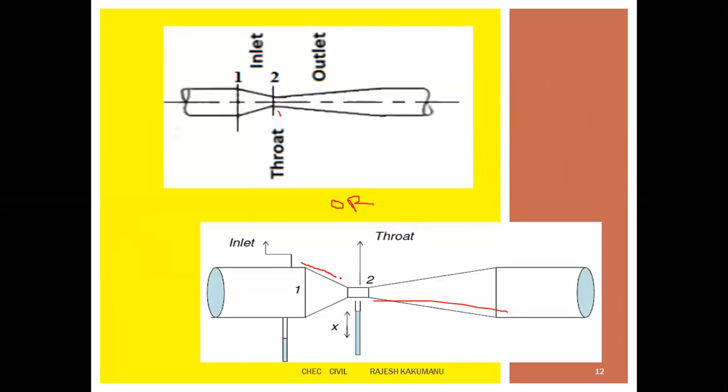So see the figure. This is d1, this is d2, where you have the diameter of the first one and the diameter of the throat. This is due to maintaining a constant circular pipe diameter, right?